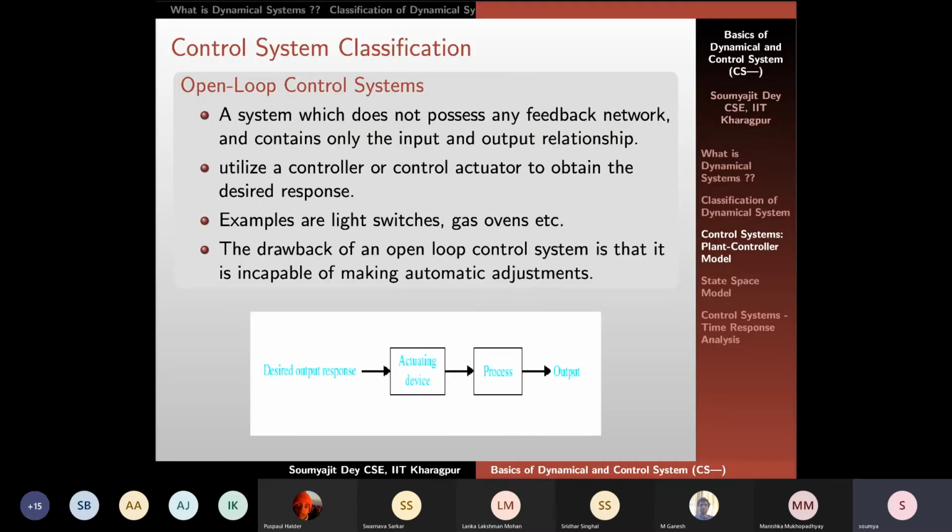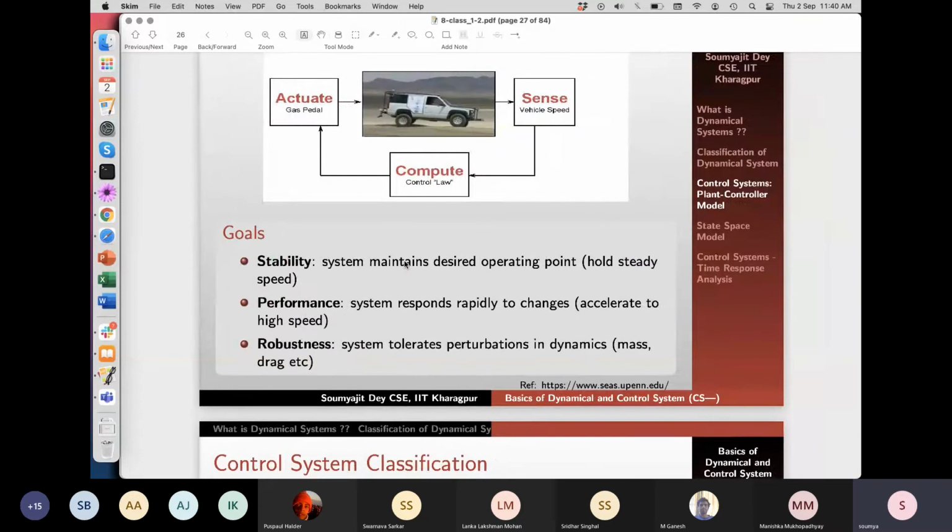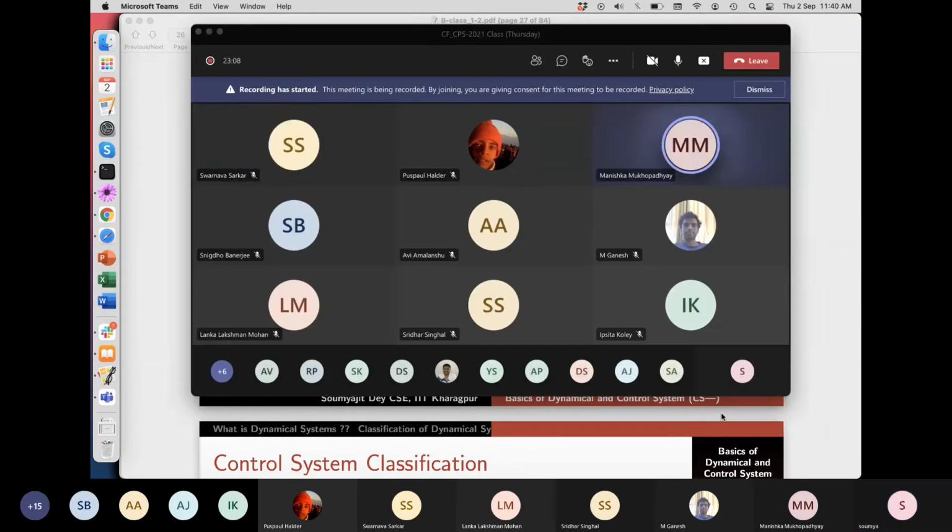Is this clear to everybody? This is very important in general. If you are from a control background, or from a non-control background but willing to study cyber physical systems, you need to understand this difference between stability, performance, and robustness. So, is this clear? Yes, sir.